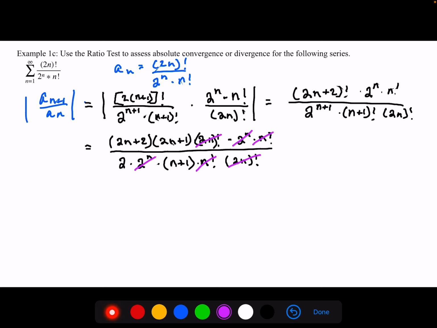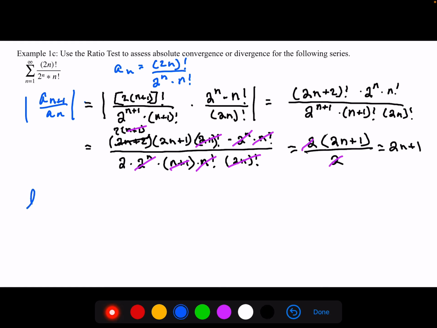So we are left with 2n+2, which actually can cancel if we notice that it is equal to 2 times (n+1). We can cancel that with the n+1. So we have a 2 times (2n+1) divided by 2, and again those 2's would cancel, so we're left with just 2n+1.